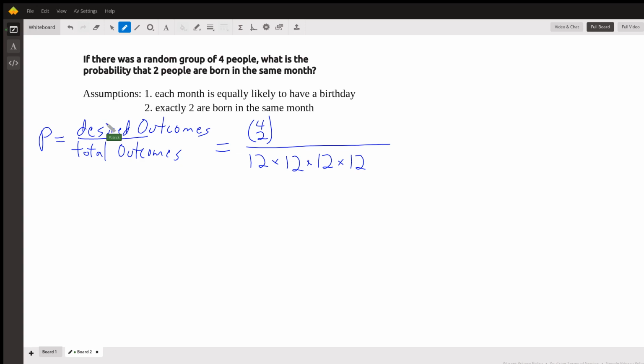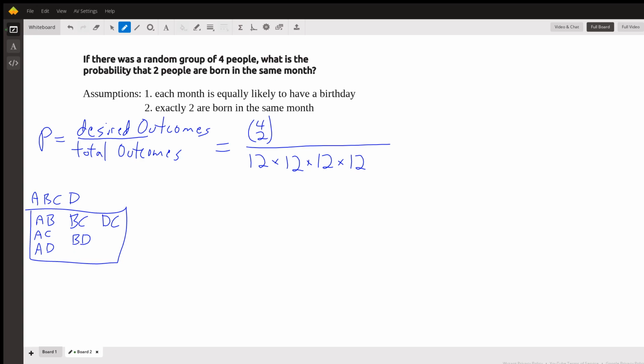Let's just look at that on the side. I think that would be good. Let's say these are my people. You could have A and B in the same month, A and C, A and D. Notice we don't care about the order here. Like A and B in the same month, same as saying B and A are in the same month. Okay, and we have B and C, B and D, finally D and C, and this total is 6, and 4 choose 2 is equal to 6, so that's good news.